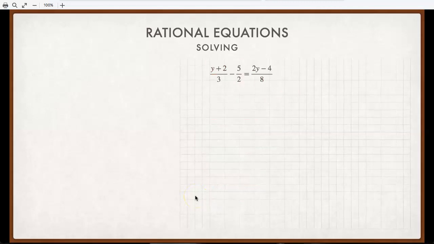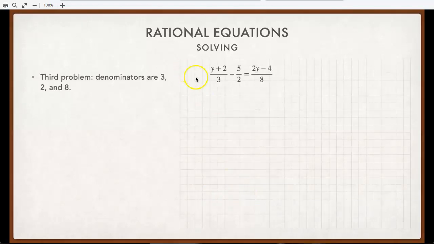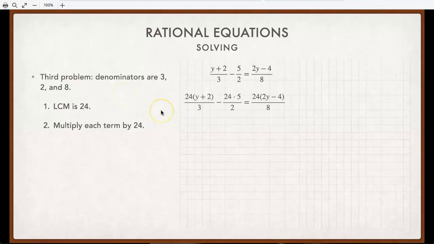One last example. y plus 2 over 3 minus 5 over 2 equals 2y minus 4 over 8. So we've got the denominators 3, 2, and 8. The least common multiple is 24 because we have 2 and 3, so we're going to need both of those in there. And 8 is 2 cubed, so we need 2 cubed represented and also 3. 2 cubed times 3 is 24. We'll multiply each term by 24. Here, I just went right to multiplying the top of each of these fractions by 24. So 24 times y plus 2, again putting those parentheses there, because that whole thing needs to get multiplied by 24. 24 times 5, and 24 times 2y minus 4, again using the parentheses.